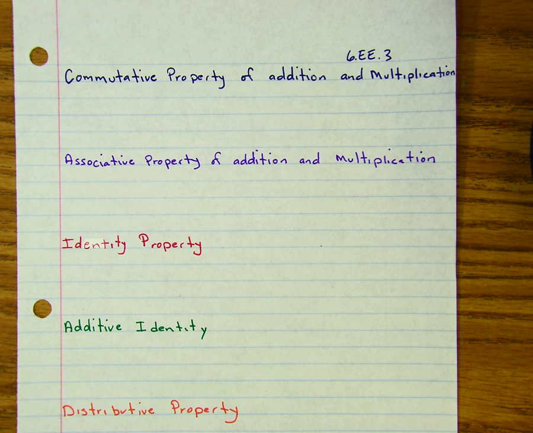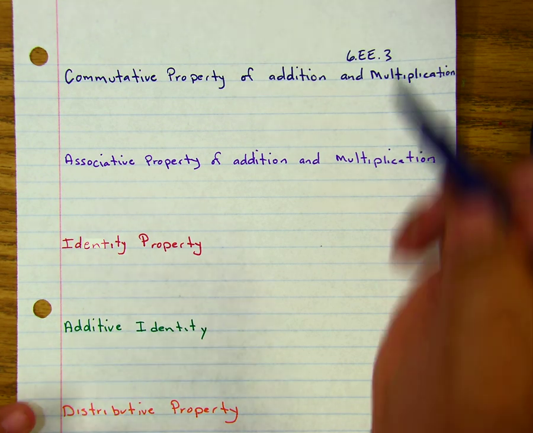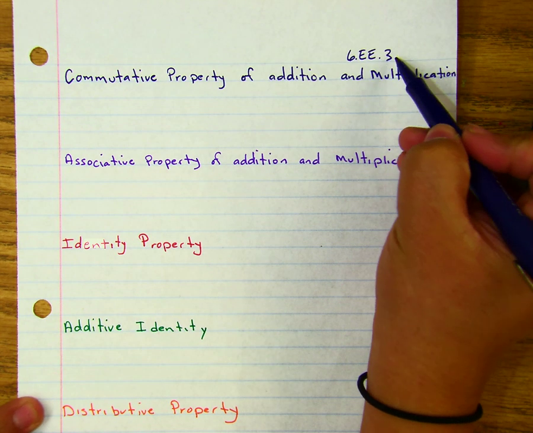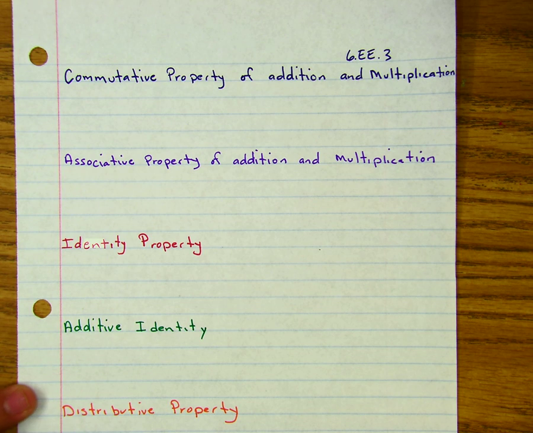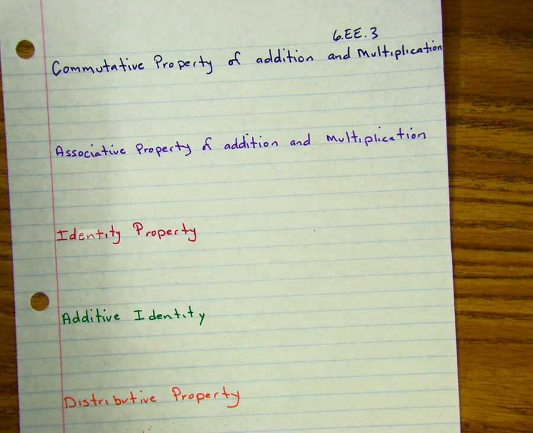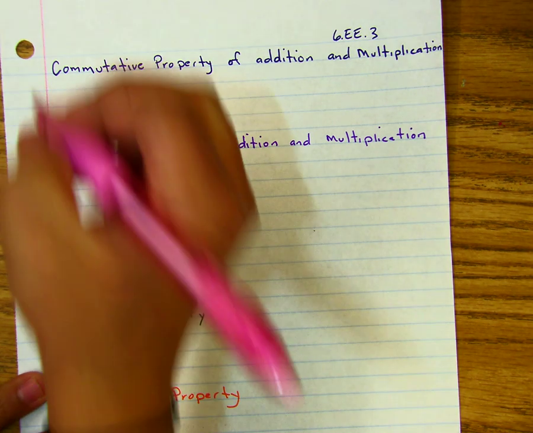Okay, so today we are going to go over level 6 EE.3. We're just going to be talking about some of the properties that we'll be using in this learning target. The first property that we'll be going over is the commutative property of addition and multiplication. So there is a property for addition and a property for multiplication. The commutative property of multiplication and addition basically is saying that the order of the numbers don't matter.